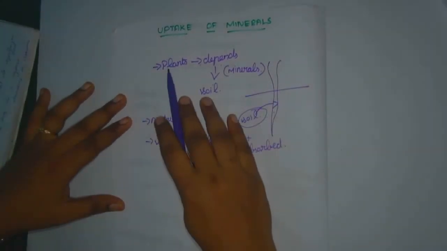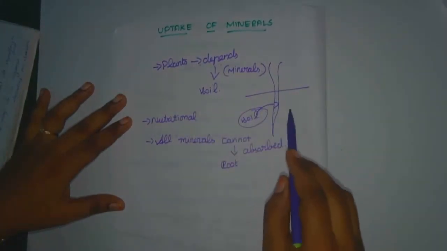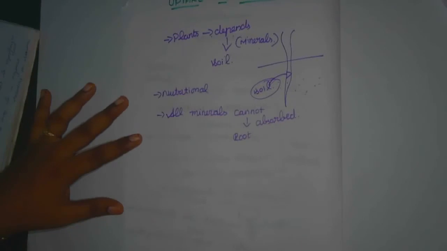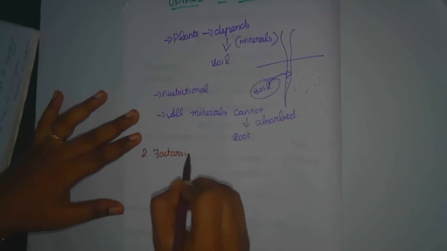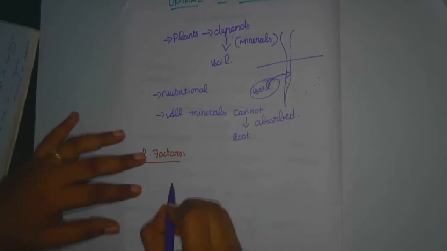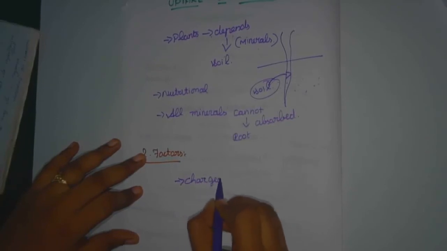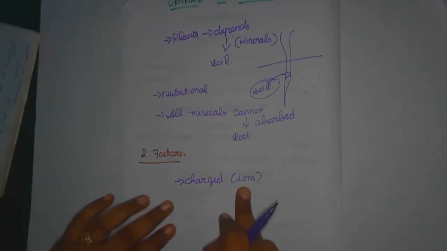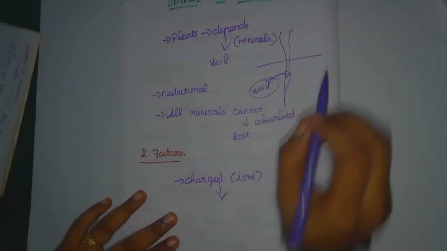The first thing is what? A plant depends on the minerals in the soil for a nutritional purpose. Here all minerals cannot be passively absorbed. Here they are having two factors. The first one is, we already said, minerals are present in the soil. How are they present? In the form of charged ions. Minerals are present in the form of charged ions. They cannot move across the cell membrane.